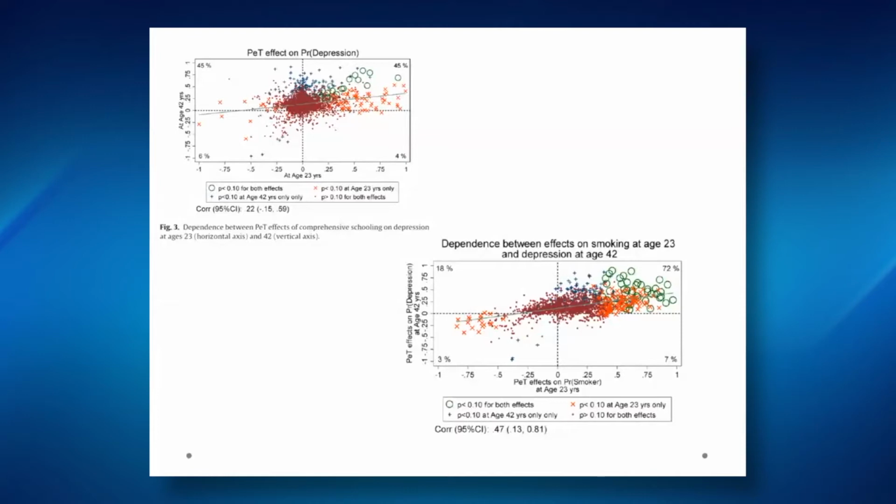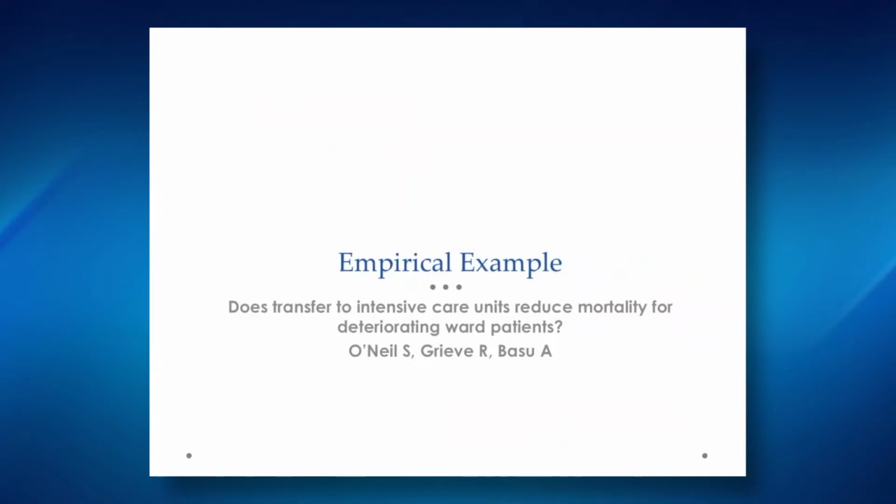But what's fascinating is that when you look at the effect on smoking and the effect on depression at age 42, we see that people who had increased probability of smoking due to the intervention were the same people whose probability of depression increased at age 42. So you can see the correlation in the effects. This is basically taking the individual effects and seeing the correlation over time and across different outcomes. The other example is still an ongoing example where we try to estimate the effect on intensive care units.